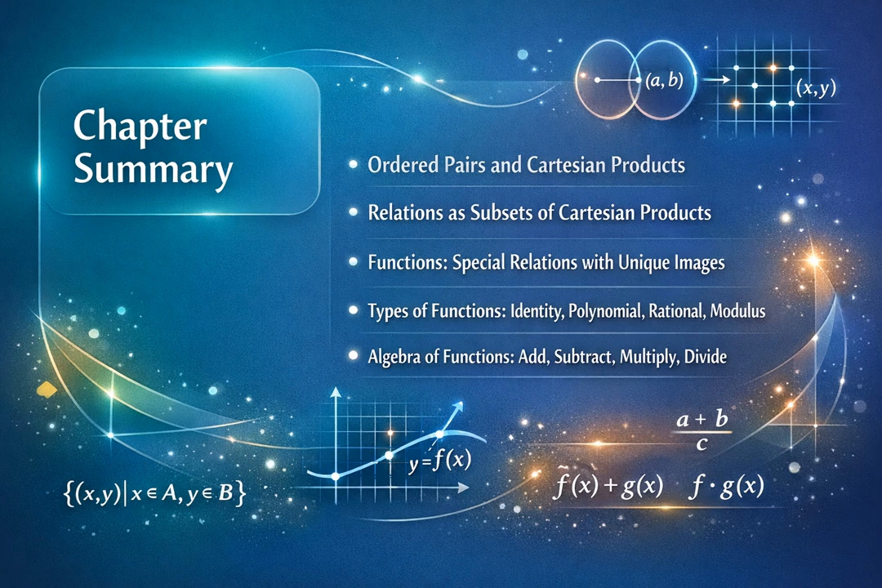Let's summarize Chapter 2. We learned about ordered pairs and Cartesian products, the foundation of relations. Relations are subsets of Cartesian products that connect elements between sets. Functions are special relations where each element has exactly one image. We studied various function types: identity, polynomial, rational, modulus, signum, and greatest integer functions. Finally, we learned how to add, subtract, multiply, and divide functions.